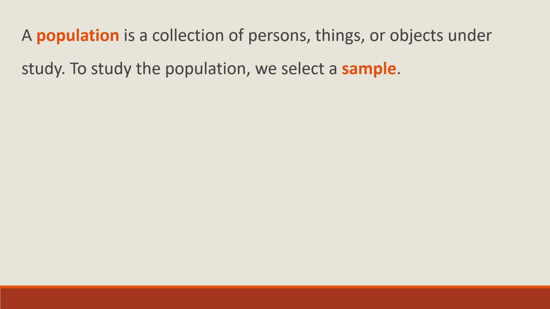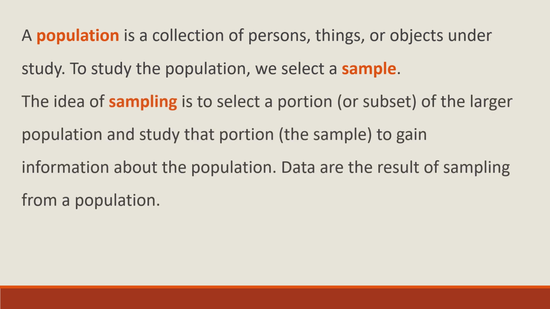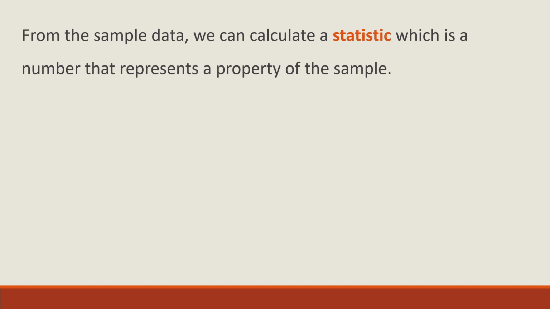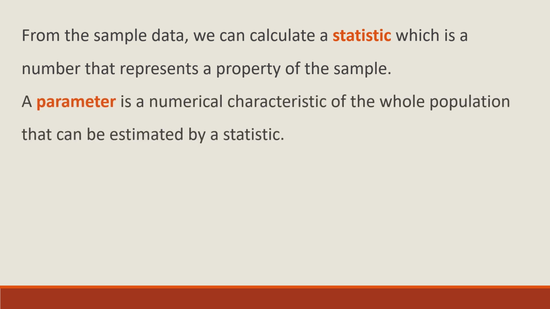A population is a collection of persons, things, or objects under study. To study the population, we select a sample. The idea of sampling is to select a portion or subset of the larger population and study that portion, the sample, to gain information about the population. Data are the result of sampling from a population. From the sample data, we can calculate a statistic, which is a number that represents a property of the sample. A parameter is a numerical characteristic of the whole population that can be estimated by a statistic.